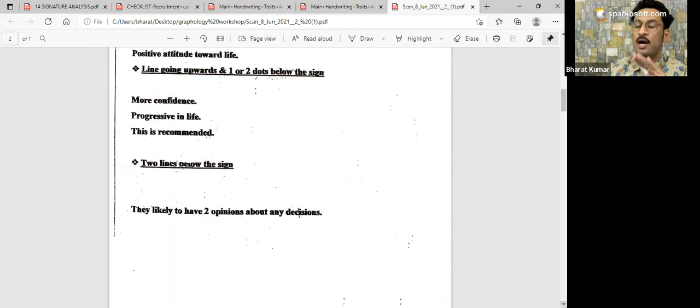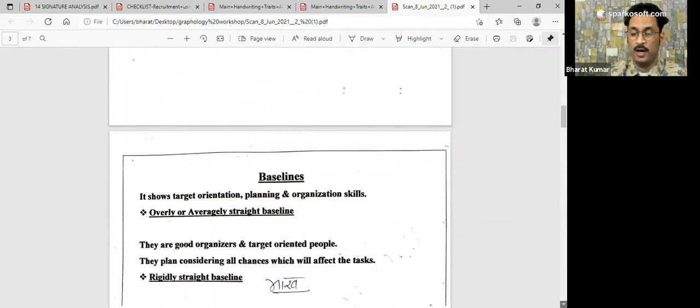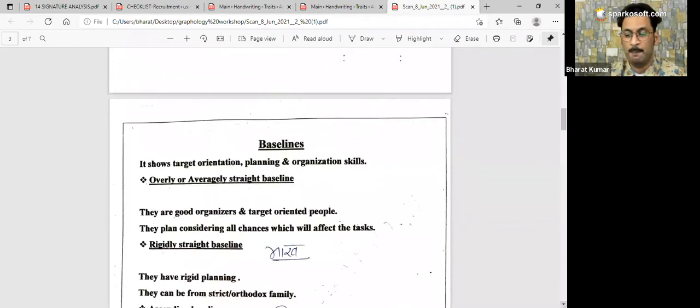Okay. And what I'm saying for teachers, such kinds of people can have two lines under the signature because they always have multiple opinions. But I will suggest avoid a double line after the signature. This is a very negative point. Now, baselines. Check here about the baseline.